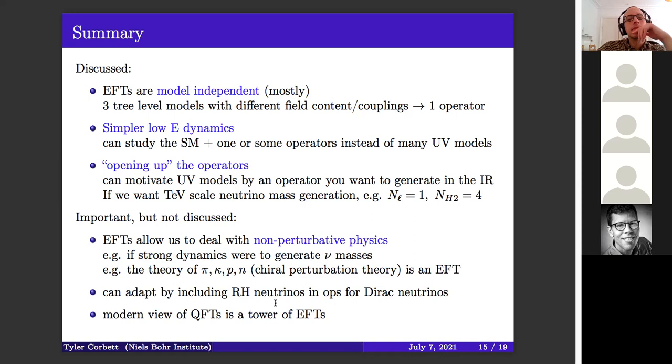If I want light right-handed neutrinos for my effective field theory, I can just introduce them and tack them onto the operators, still following standard model symmetries, but forming operators that also have standard model singlet right-handed neutrinos.